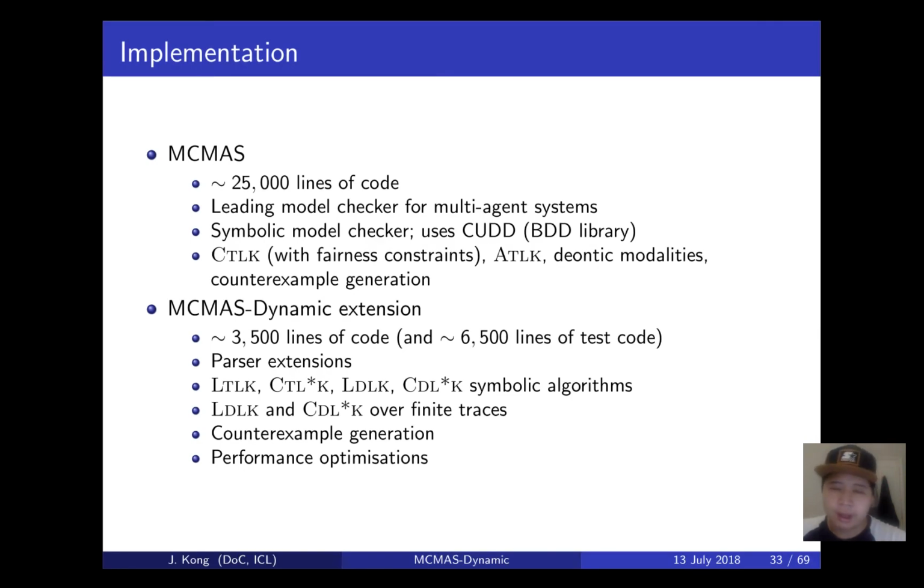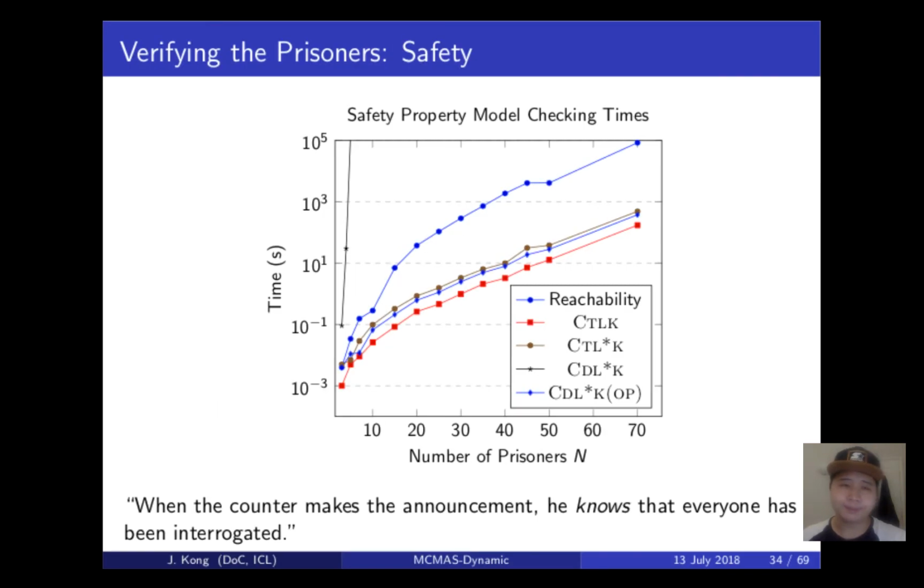So I implemented the algorithms as an extension of the MCMAS model checker, which is a state-of-the-art model checker for multi-agent systems. All the algorithms were implemented symbolically, and we also added support for counterexample generation, which is useful for explaining, in some cases, why formulas are true or false, and several performance optimizations.